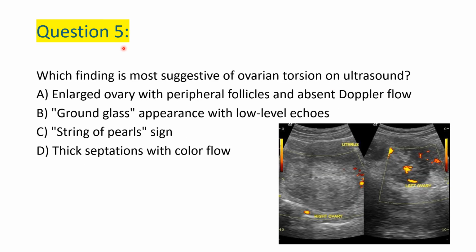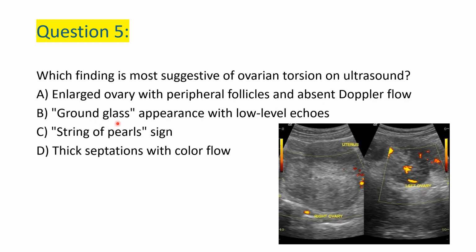Question number 5. Which finding is most suggestive of an ovarian torsion on ultrasound? So ovarian torsion is when the ovary twists. So enlarged ovary with peripheral follicles and absent Doppler flow.